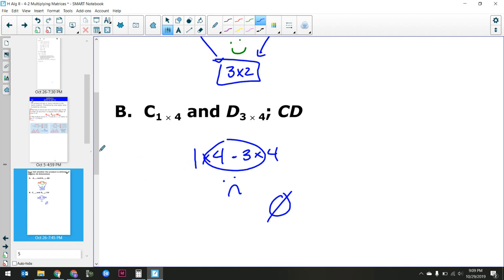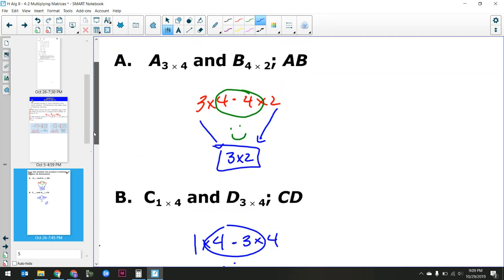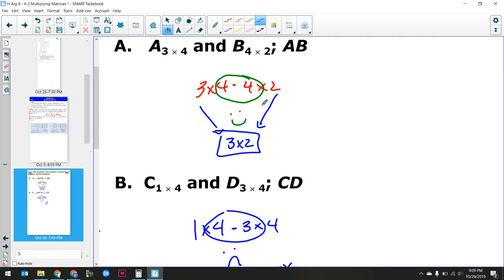Can I point something out here in A? We said that A times B was possible. Would B times A be possible? Because A times B is possible, we said it would be a 3 by 2. But is B times A possible? If I change the order of these numbers, will it change the outcome? Like that whole commutative property, right? If I change order, does it change outcome? Well, let's see. Is B times A even possible? 4 by 2 times a 3 by 4?